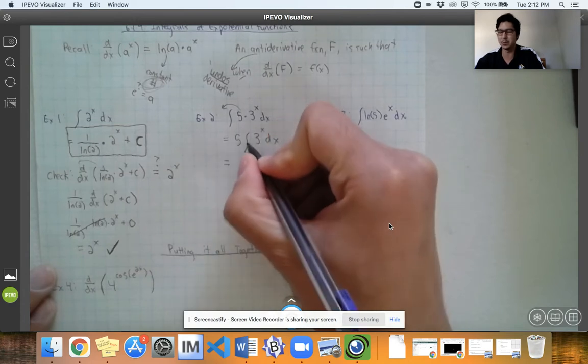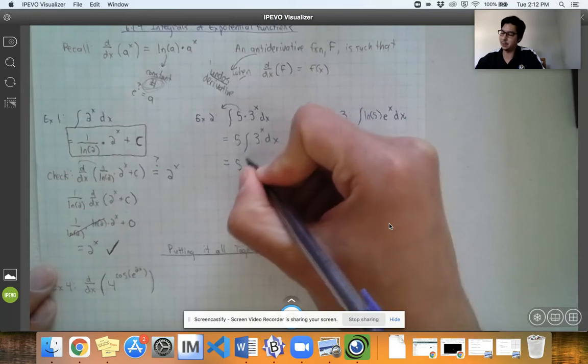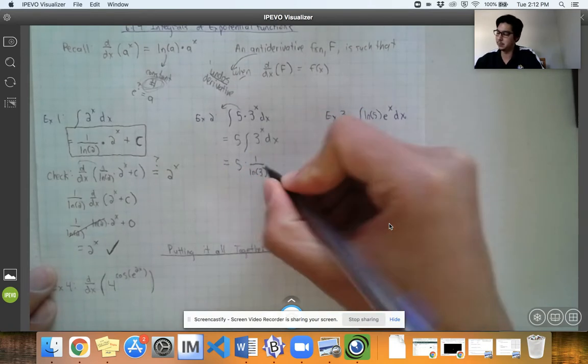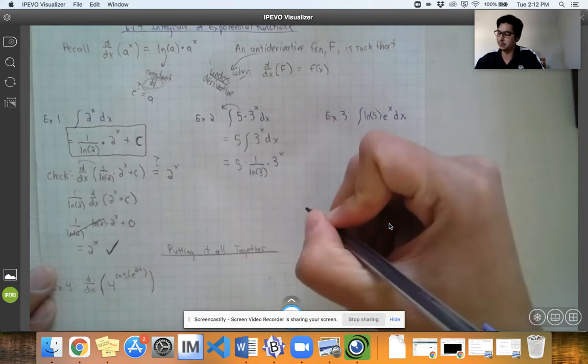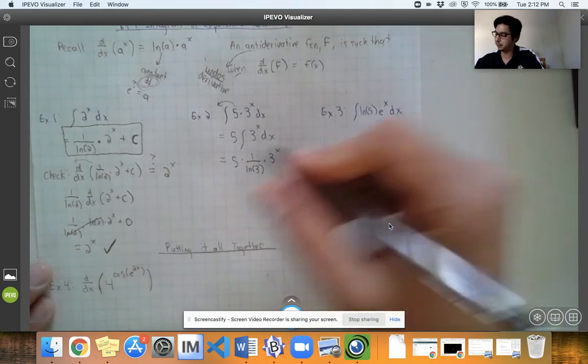Because remember, with integrals, we're finding an antiderivative function. So we have to account for that by saying we're going to divide by that constant, natural log of 3, and then it's times the function itself. And then we add plus c for the open integral. Right?